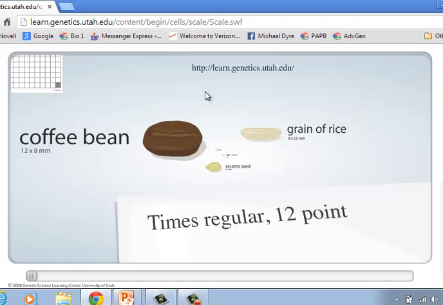If you take a look at this, we're going to slide this little thing up here, and you can watch this screen over here. This is going to show you magnification. We're going to talk about things that you can see with your eyes: coffee beans, grain of rice, down to a sesame seed. And then we've got some other things down here which we can't see. They're also showing you Times New Roman 12-point font is this size.